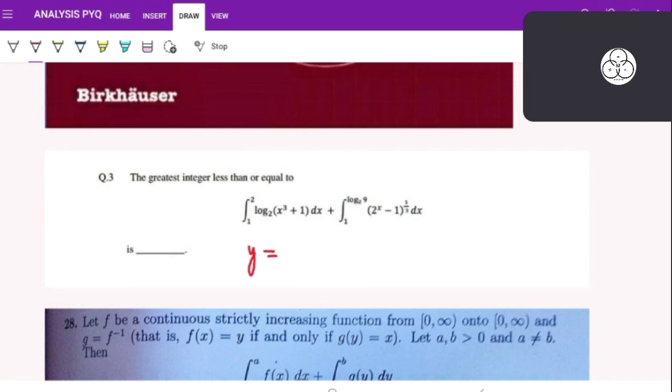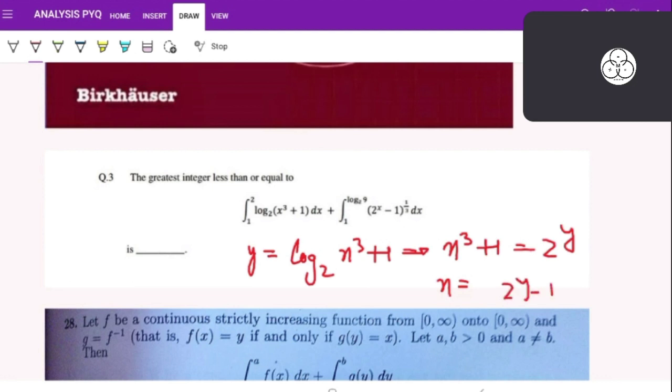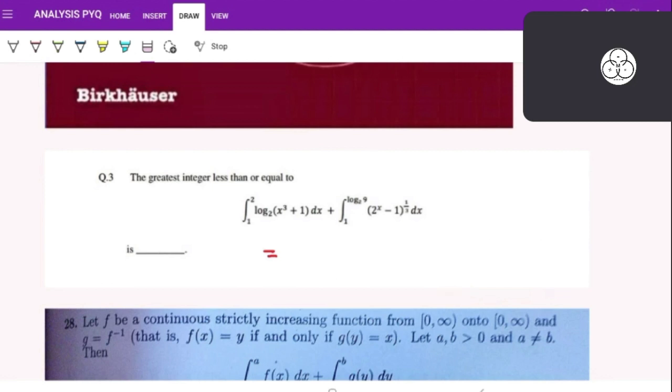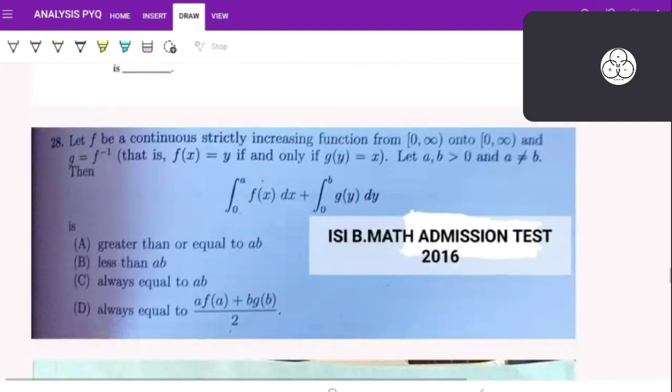Y equals log base 2 of x cube plus 1. X cube plus 1 is 2 to the power y. X is 2 to the power y minus 1, whole cube root. That's what is written here. So they are inverse of each other. The same concept, finding the integration of an inverse, was asked in the ISI BMath admission test 2016.